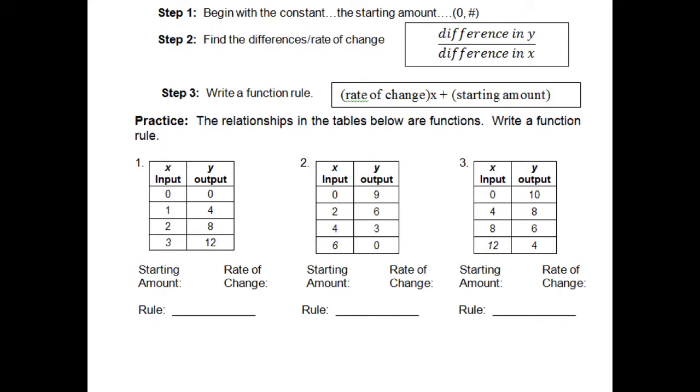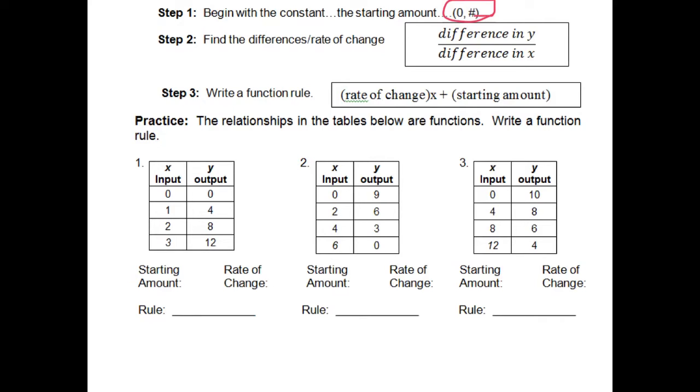Step 1, we're just beginning with the starting amount. Our starting amount is when x equals 0, we're going to look for the number in y. That's our starting amount. Then we're going to find the differences in each one of our columns. So the differences or the rate of change will be step 2. And then step 3, we're going to just follow our little equation and plug in our information. So let's see how this works.